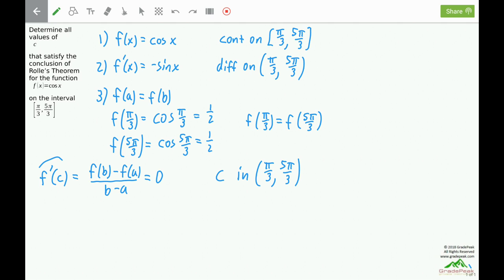The left side, f prime of c, is evaluated by plugging c into f prime of x. That will give negative sine of c, and that's equal to 0. We can divide both sides by negative 1, so sine of c will equal 0. So we need to think of all locations where the sine of c is equal to 0, and we want to keep those that end up in this interval of pi over 3 to 5 pi over 3 on the unit circle.